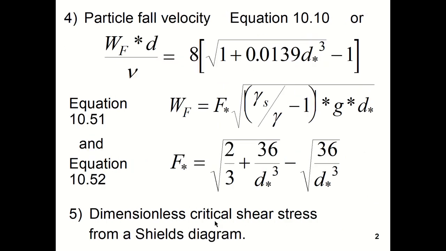We also need the particle fall velocity, and as I mentioned in the previous video, the particle fall velocity is necessary so we know if the particles can actually settle out or continue to be suspended in the flow. So the particle fall velocity, W sub f, can be computed using either equation 10.10 or equations 10.51 and 10.52. We need the dimensionless critical shear stress from a Shields diagram.